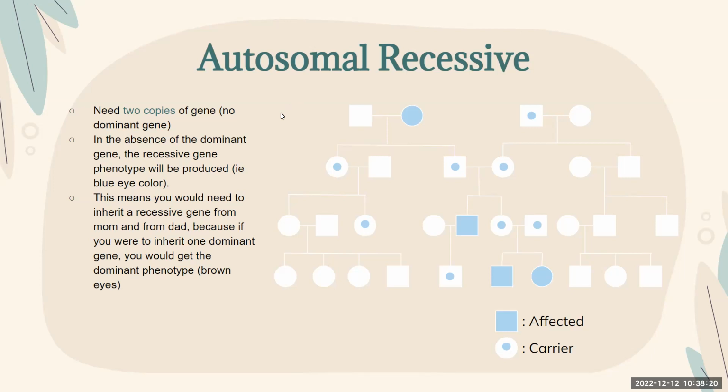Because if you were to inherit only one recessive gene, like I mentioned previously, the brown eyes from dad and the blue eyes from mom, you would inherit one dominant trait, the brown eyes, which would be the phenotype of the offspring.